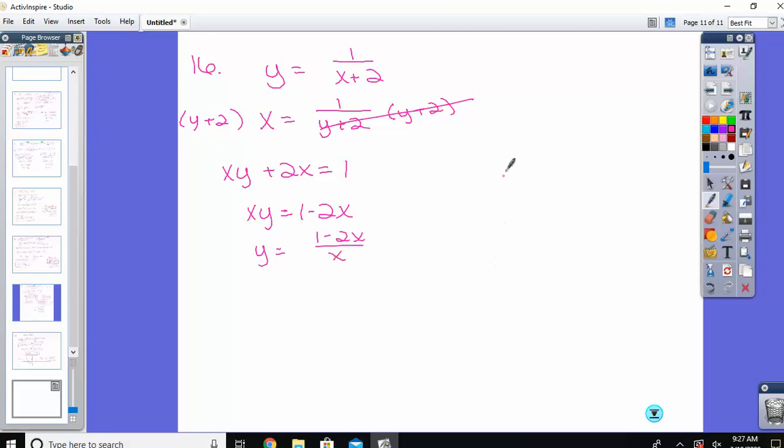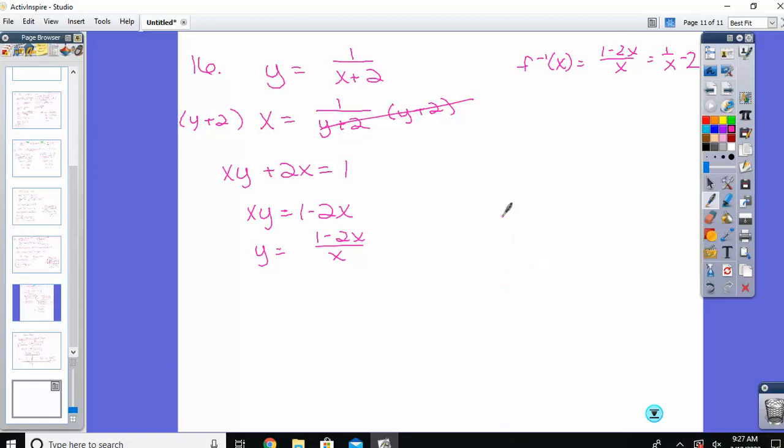How do I want you to write your final answer? F inverse of x is 1 minus 2x over x. You might have also had, depending on how you did it, 1 over x with a minus 2 on the end, and that's okay as well.